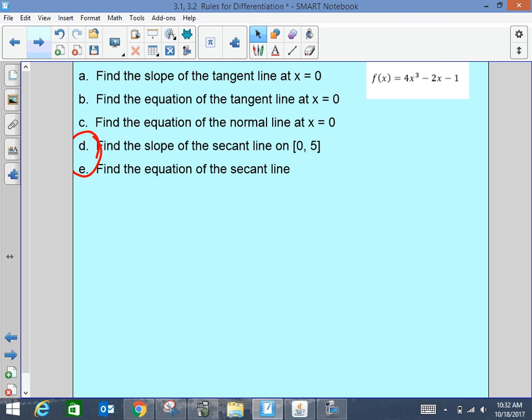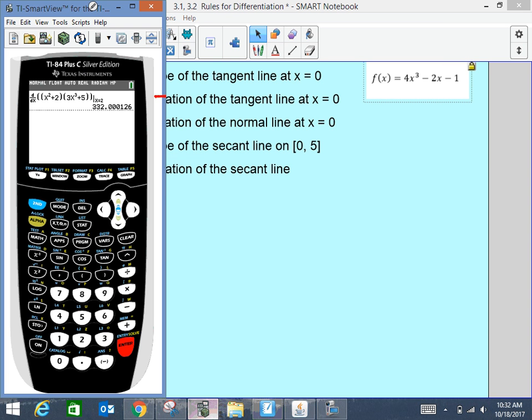Okay, first thing I want you to do is put that in your calculator. Let's get the graph of it. Whatever you got in here, erase, clear. All right, 4x to the third minus 2x minus 1. Graph.